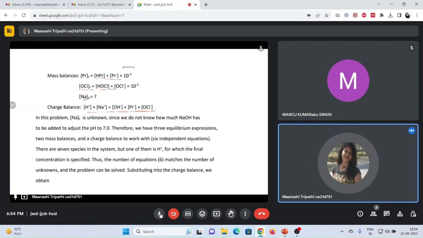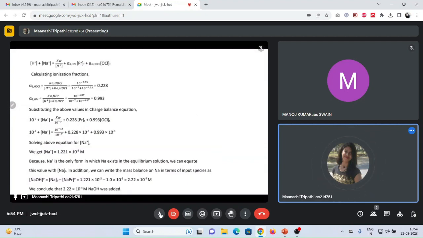Now here NaT is unknown. The explanation is written here. Since we do not know how much NaOH has to be added to adjust the pH to 7, we have 3 equilibrium expressions, 2 mass balances and 1 charge balance equation. In total we have 6 independent equations and 7 species, but one of them is H plus. So we have 6 independent equations and 6 unknowns, because H plus is given by the pH of 7. So we can use these and get to the required solution.